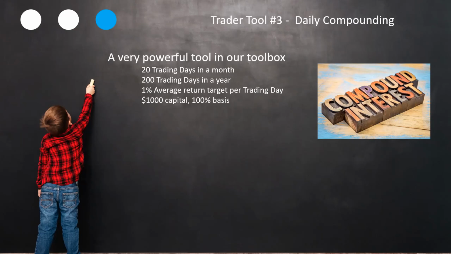And we're looking for an average return of 1% every trading day. If you started with $1,000 of capital and you're always calculating at 100% of account, in other words, you're saying, I want to average 1% of the total account, that's my return for the day. That would be my example trade plan.